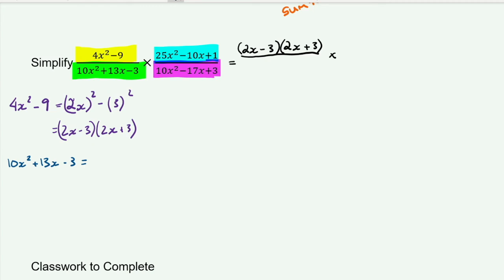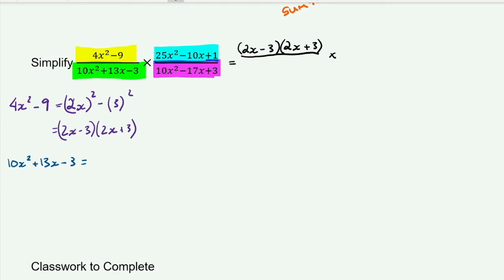Okay, I want to multiply the 10 and the 3. That gives me minus 30. So I want something that will multiply to minus 30 but add to give me 13. Alright, obviously it's not going to be 10 and minus 3 because that would add to get me 7. It can't be 10 and 3 because that would not actually give me what I need.